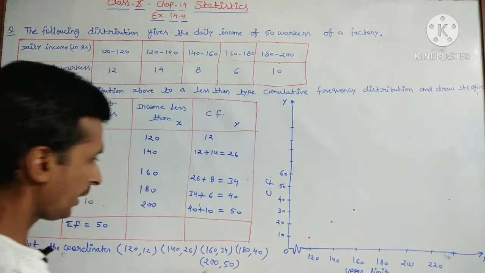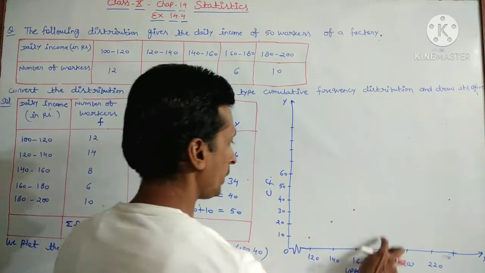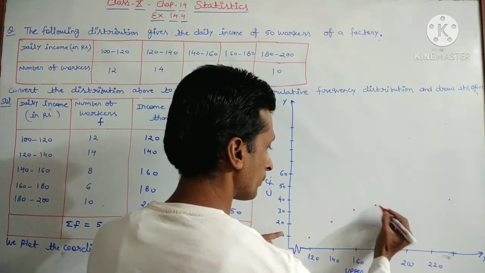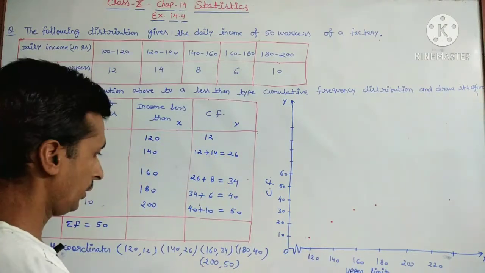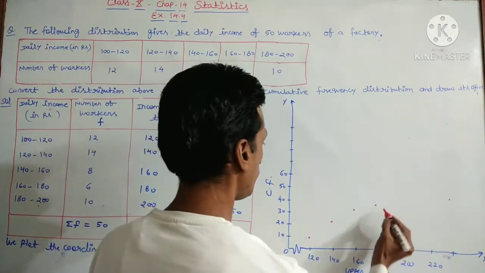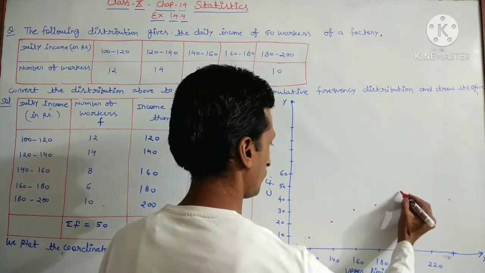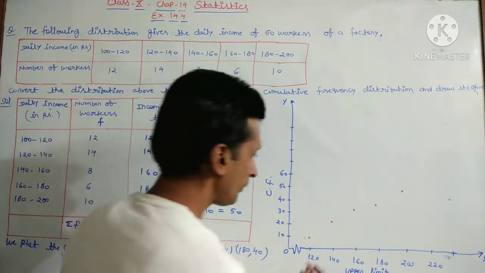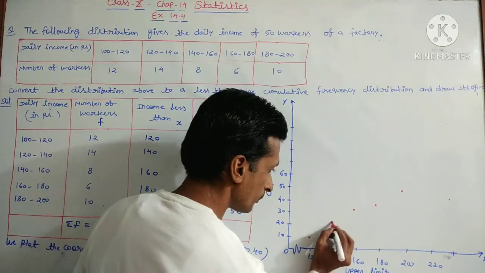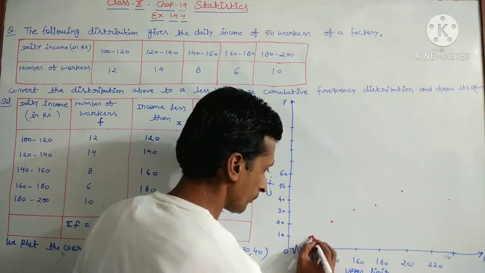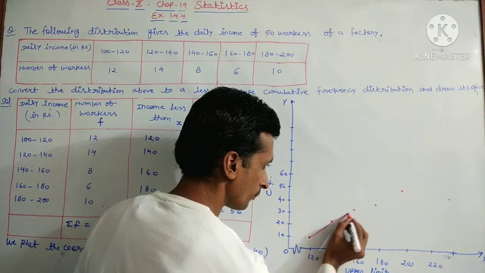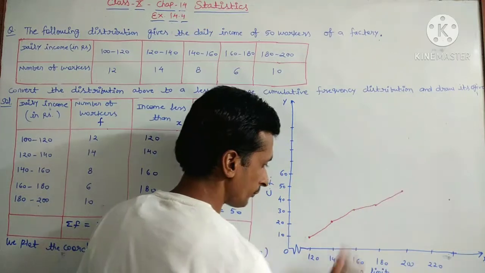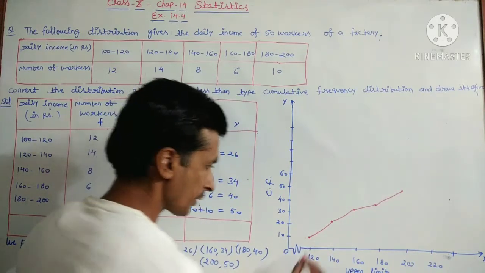And the second last is 180 and 40. So here it is, this one, and the last one is 200 and 50. Okay, these are the points, and after that you can join them. Okay, and write the coordinates. The coordinates are here.